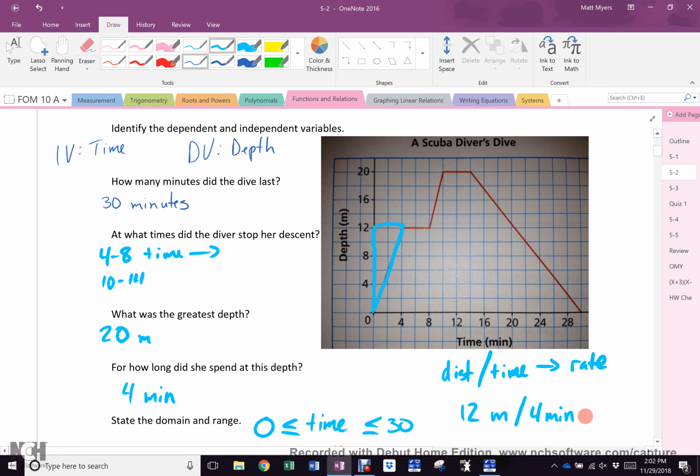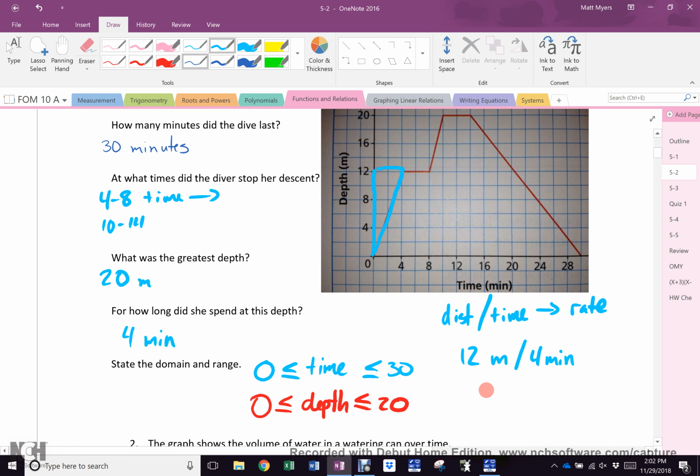So this should really be 12 over 4, but it should really be over 1, shouldn't it? So what did I do to 4 to get it to 1? Divided by 4. So what do I do to 12? Divide by 4 to get what? 3. So what is her speed of descent? 3 meters per minute. Does everybody understand?